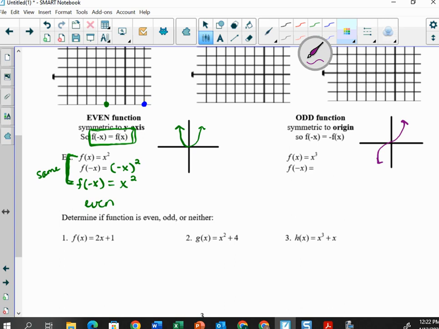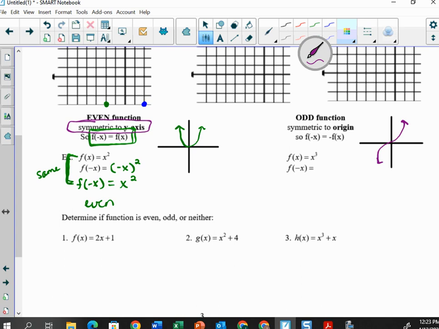When you plug, oh, yes, Van. Sorry. So for the last one, what was that like? Was that meant to be symmetric to the y-axis? Yep, symmetric to the y-axis. Oh. Yes. Yep. All right, so we're plugging in our negative x here.